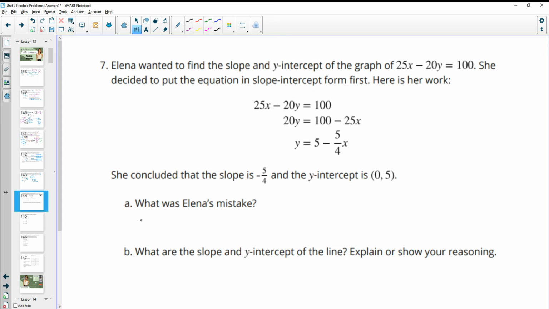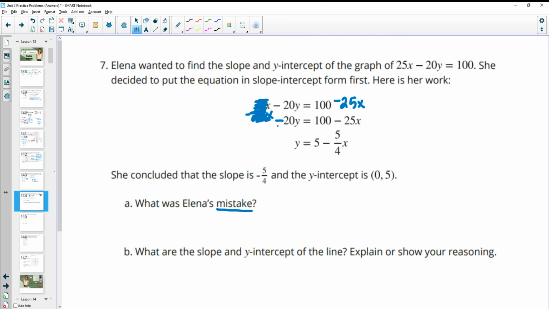Number 7, Elena wanted to find the slope and y-intercept of the graph of 25x minus 20y equals 100. She decided to put the equation in slope-intercept form. Here's her work. She concluded that the slope is negative 5/4 and the y-intercept is 0.5. What was her mistake? So she did something wrong. So it looks like she subtracted 25x from both sides, right? Which is fine. She can do that. Then that zeroes this out, right? But there's still this negative that she didn't take into account. So she lost that negative.